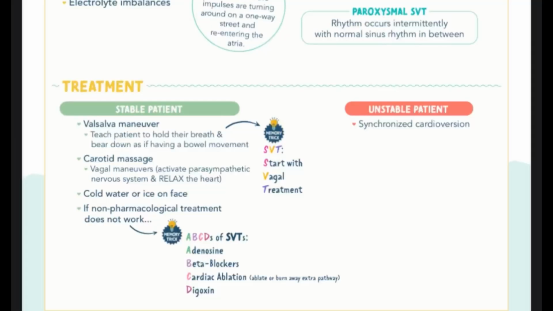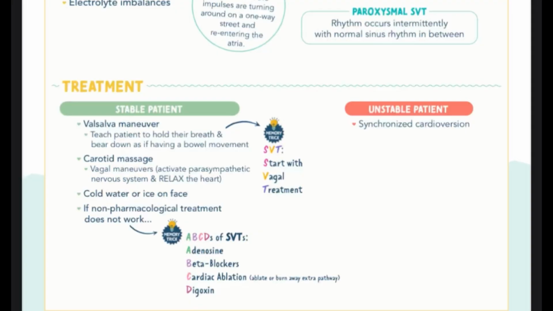For treatment, if the patient is stable, we go for the Valsalva maneuver. In this, we teach the patient to hold their breath and bear down as if having a bowel movement. It calms down our sympathetic nervous system. Next is carotid massage, which is a vagal maneuver. It activates the parasympathetic nervous system and relaxes the heart. Next is cold water or ice on the face, which usually helps to relax the heart.